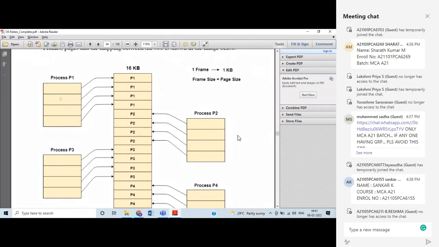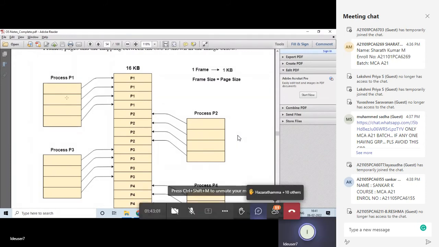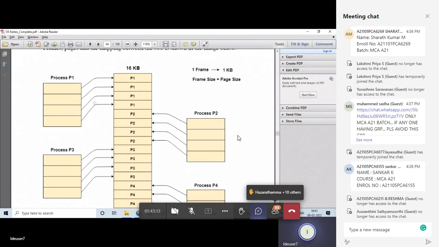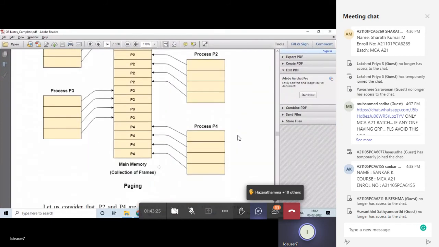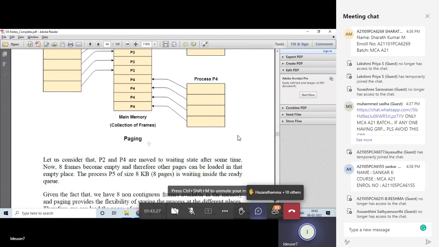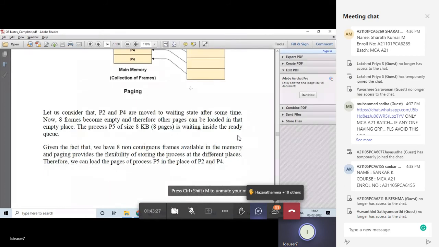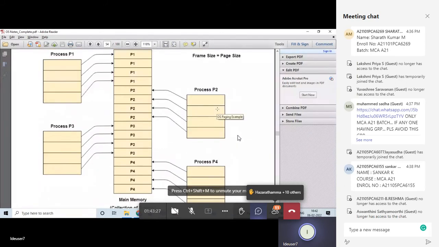And here each process is also divided into 4 blocks. This is 1 KB, 1 KB, 1 KB, 1 KB. The divisions of the processes are called pages, and the divisions of the main memory are called frames. So here P1 is mapped to the main memory contiguously. Like this, P2 is mapped to the next 4 blocks, and P3 is mapped to this one, and P4 is also mapped to this one. This is called paging here.